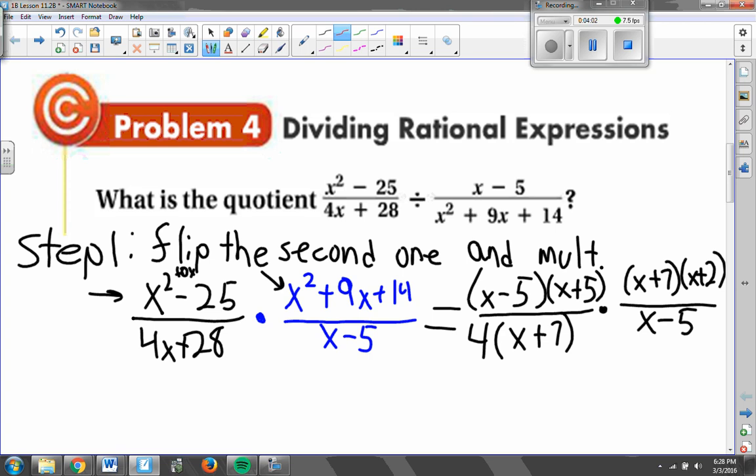So after I flip the second one and multiply, now I'm doing all of my factoring. I'm factoring all of my pieces, tops, bottoms, everything, whether it's quadratic or just pulling out a 4, whatever it is. And then I look at all my pieces on the top and the pieces on the bottom and see what I can cancel. The first thing I see is an x minus 5 and x minus 5. Those are gone. The x plus 5 is only on the top. The x plus 7 will cancel with this. And the x plus 2 just stays up there, and the 4 is on the bottom.